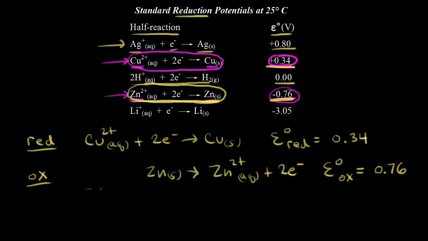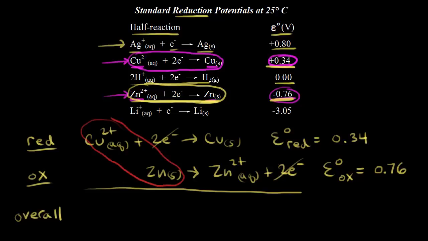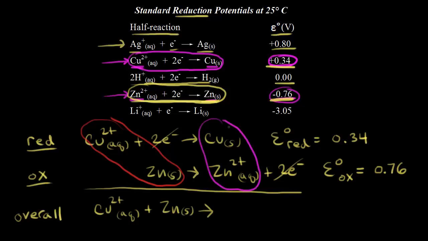To find our overall redox reaction, we just need to add together our two half reactions. So to find our overall redox reaction here, we add the reduction half reaction and the oxidation half reaction. So these electrons would cancel out, and on the left side, we would get copper 2+ ions and solid zinc. And on the right side, for our products, we would get solid copper and zinc 2+ ions in solution.